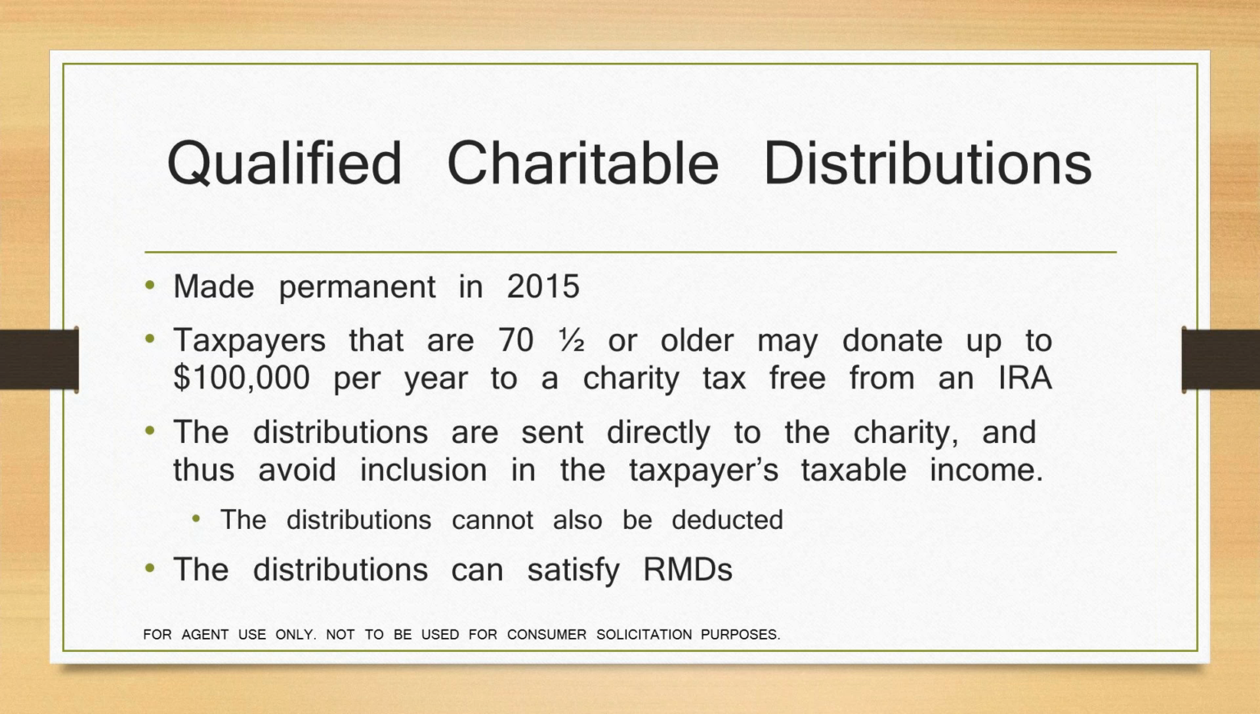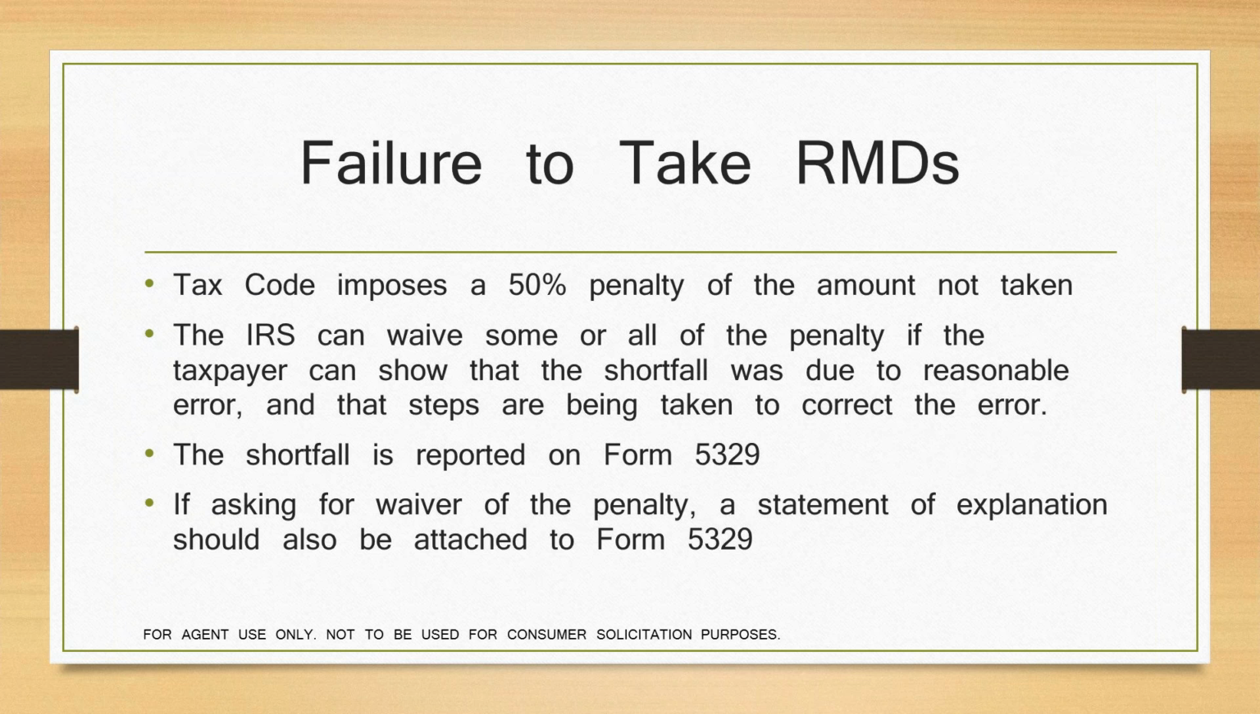And so if you've got somebody older than 70 and a half who has charitable intent, I think it's always prudent to talk to them about qualified charitable distributions if they've got an IRA balance. This is an IRA-only program. It is not available with regard to other types of accounts.